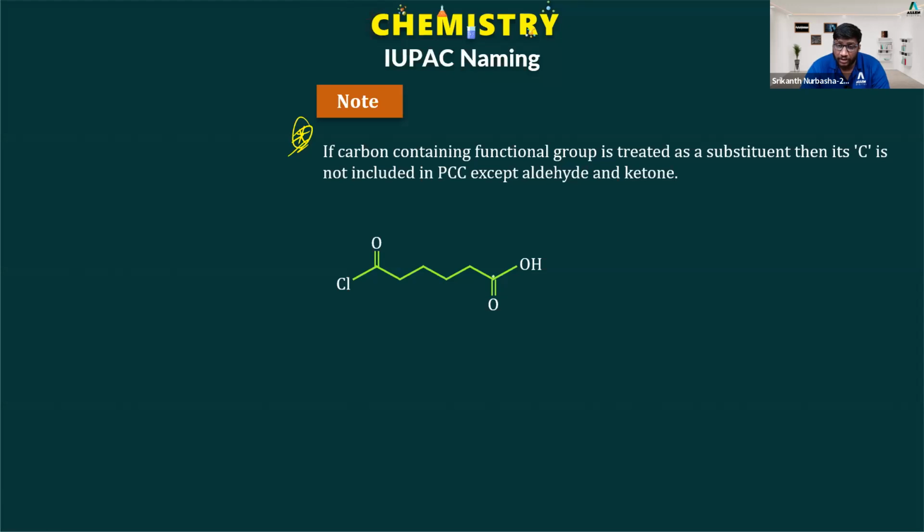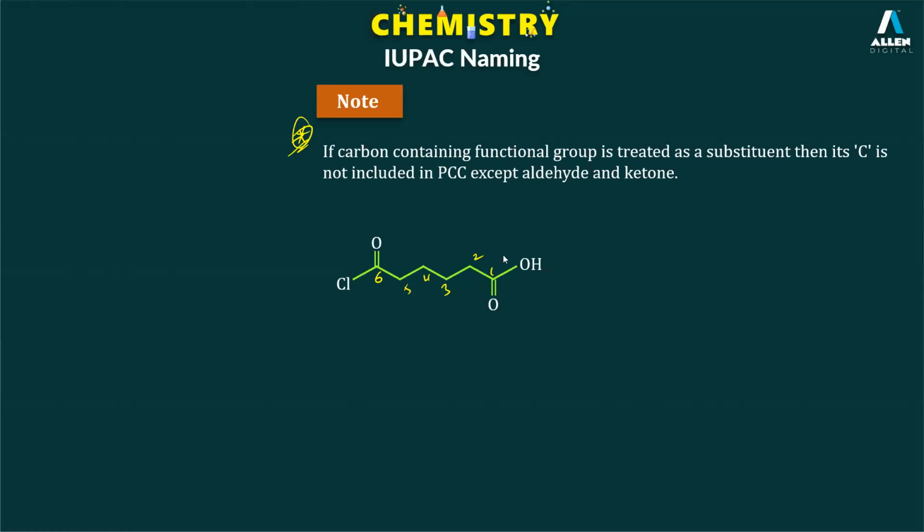What is the name of this compound, students? C double bond OH, CH2, CH2, CH2, CH2, C double bond Cl. How do I have to give the numbering? Obviously, C double bond OH is the highest priority, so 1, 2, 3, 4, 5, 6. Can I write like this? From blue, we start the numbering. Yes, I can. I cannot include the sixth one.